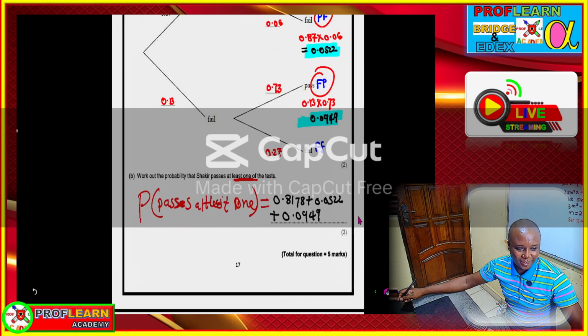This is a lot of addition there. If you add everything, what do you get? Just write in the comment section.